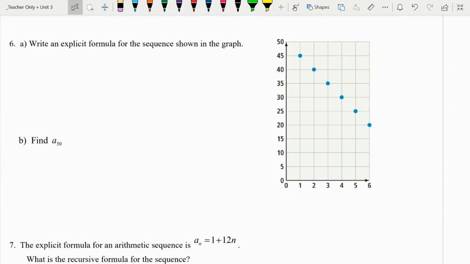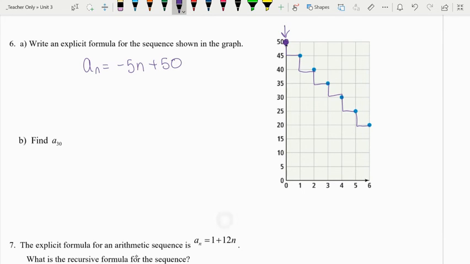Number 6, it says write an explicit rule or explicit formula for the sequence shown by the graph. So remember, this is first term, second term, third term, and so on. So we need to go one backwards to help us out here, okay? So that 50 is going to be that a sub 0 that we need. And the difference is kind of like slope. Well, my slope, I'm going down 5 over 1, down 5 over 1, down 5 over 1. So my slope would be a negative 5, and my y-intercept, or my a sub 0, is 50.